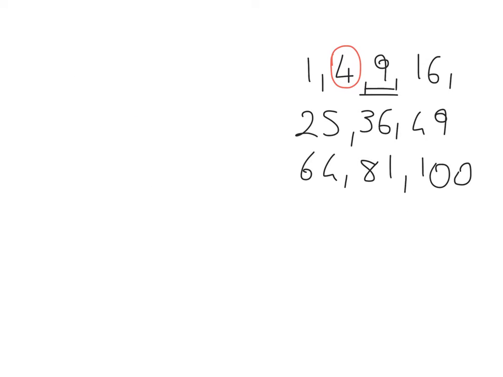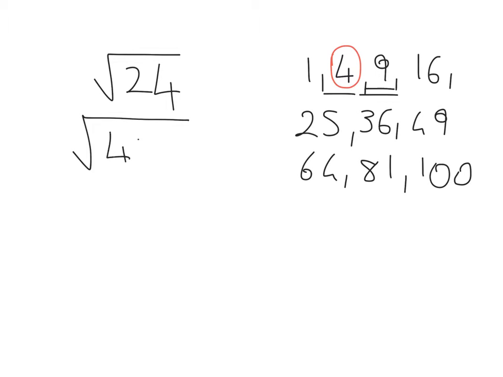Root 24. So back to the list, and I can select 4 as the biggest factor of 24. So that's the square root of 4 times 6. Root 4 times root 6. Square root of 4 is 2. Final answer, 2 root 6.